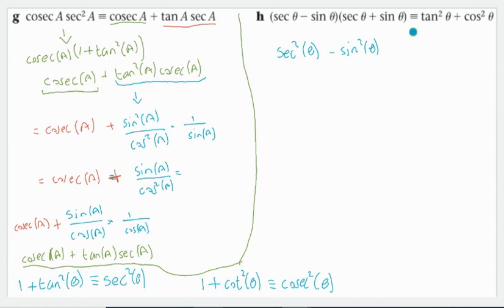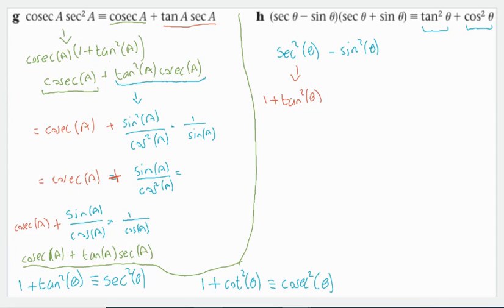Now, already we can see that our thing has tan squared and cos squared, but we have sec squared and sine squared. Well, we've got the identity 1 plus tan squared is sec squared, so I could change this sec squared to 1 plus tan squared. That works.